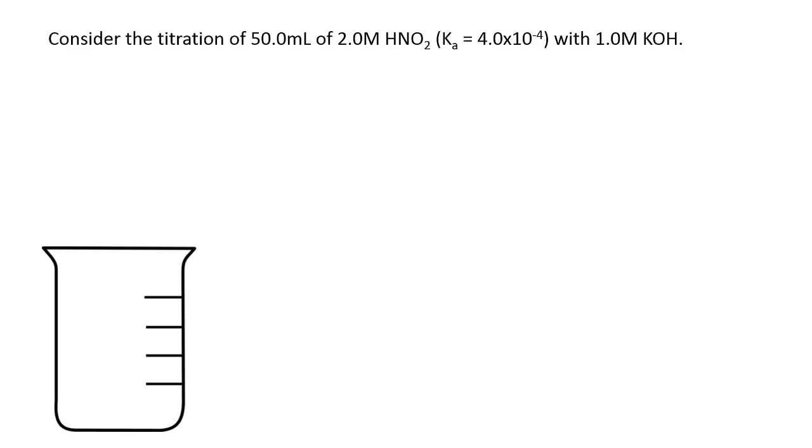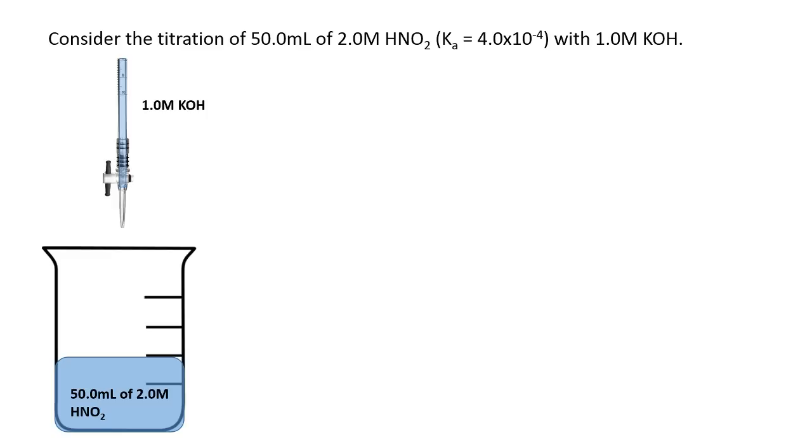So in that beaker, we're going to place 50 milliliters of 2 molar HNO2. And we're going to titrate into that beaker 1 molar of KOH. So we're going to solve for 4 separate pHs along this titration curve. The first pH we're going to solve for is the initial acid in the beaker before we ever add any potassium hydroxide. So just what is the pH of this 2 molar HNO2.